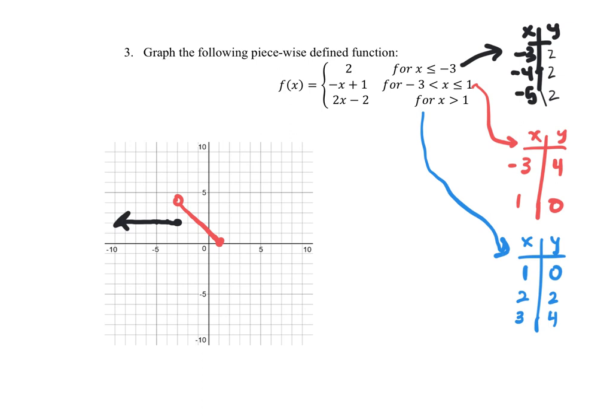So 1 comma 0, and then 2 comma 2, and 3 comma 4. Looks like that.